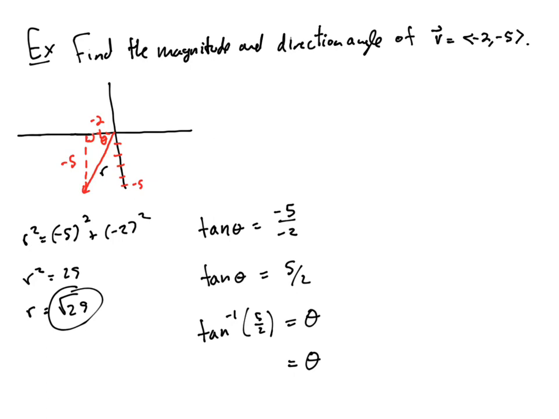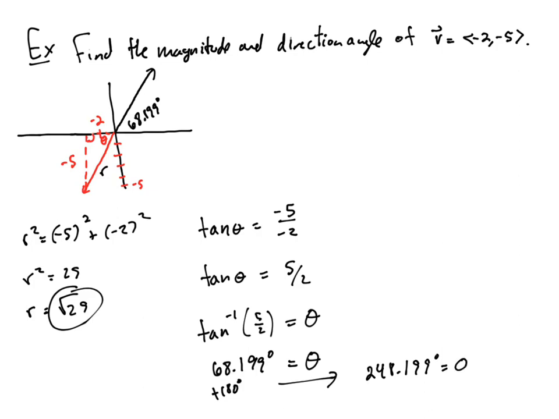And in the calculator, we get 68.199 degrees. Now the problem is that would be this angle in the first quadrant, 68.199 degrees. So what we need to do is add 180 to get that angle into quadrant 3. So plus 180 degrees, and we end up with 248.199 degrees for the direction angle. All right, so we've solved for both of these parts. The magnitude is square root of 29, and the direction angle is 248.199 degrees.